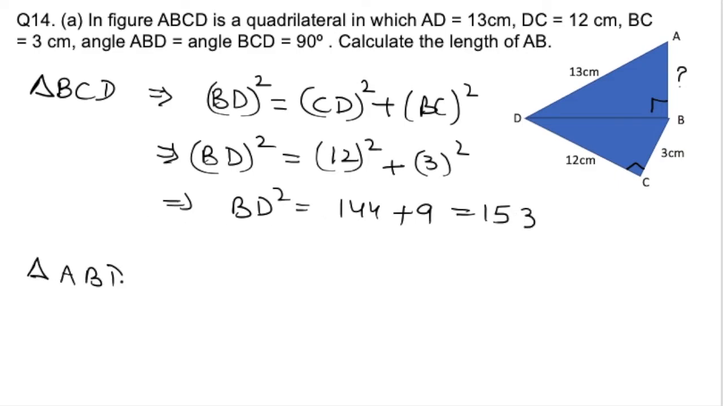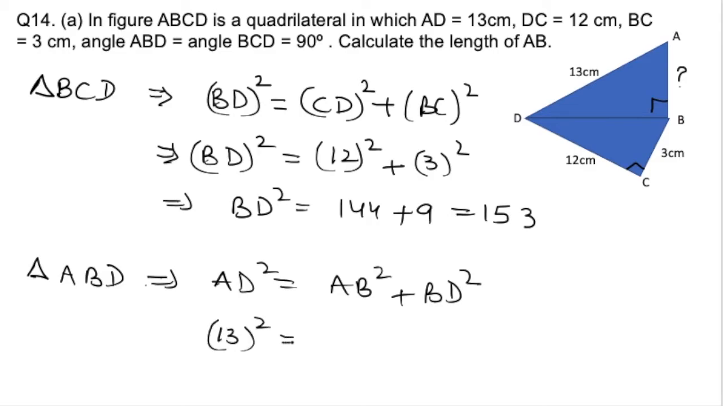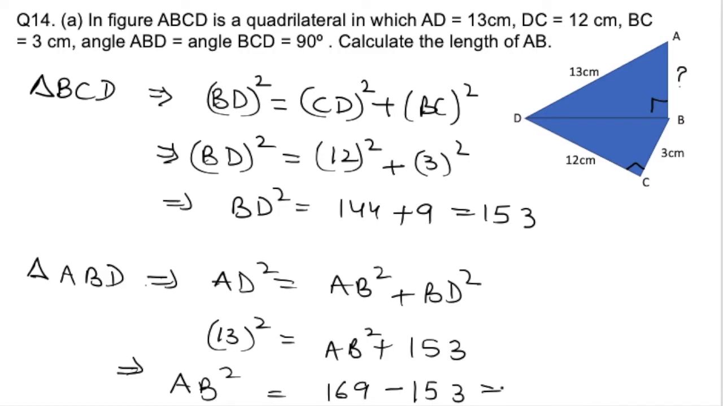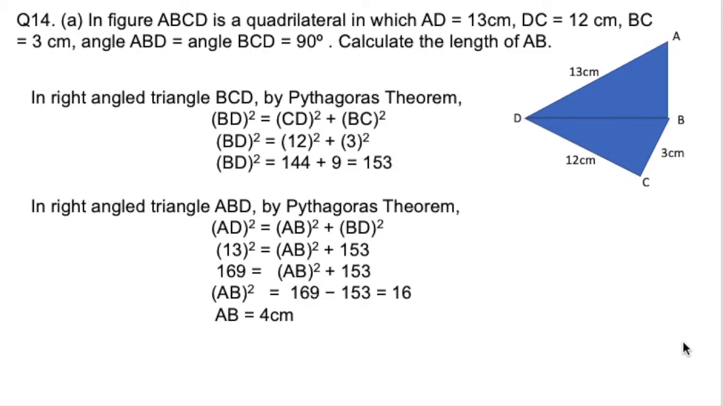Similarly, in right angle triangle ABD, let's apply Pythagoras theorem again. AD square can be written as AB square plus BD square. Or we can also write AD, the value is given as 13 square, is equal to AB square plus 153. Let's solve this equation. AB square will be equal to 169 minus 153, which will give us the value as 16. So clearly AB will be equal to 4 centimeters. So let's see the step-by-step solution for this question now.